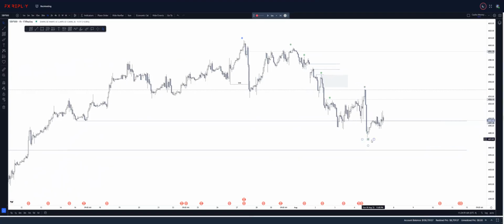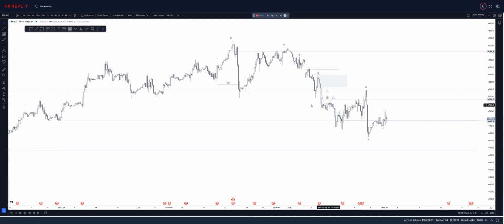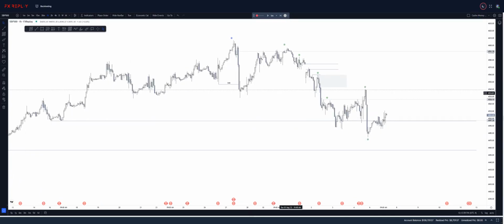The range is from here to here, so we can't take a trade. Noticing that you've been taking more wins using that method? Yeah, 100%. It's easier to understand, right?